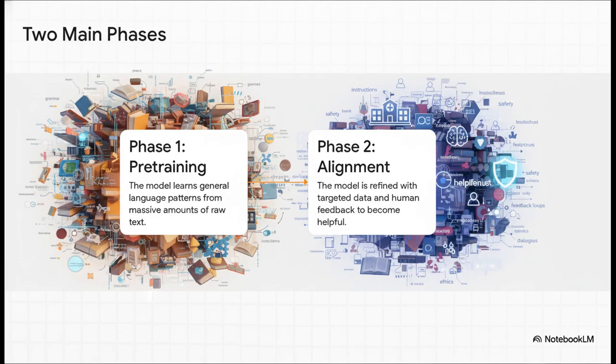Then comes phase two, post-training, or what we usually call alignment. This is kind of like sending that super well-read AI to a specialized school to learn how to actually follow instructions, stay on topic, and interact in a way that's safe and genuinely helpful.